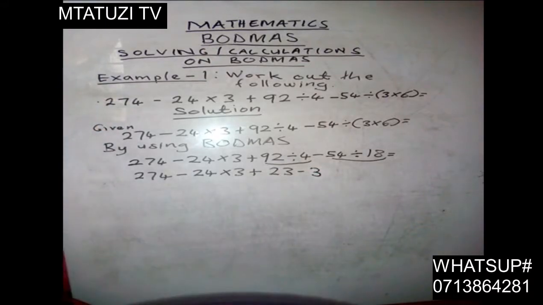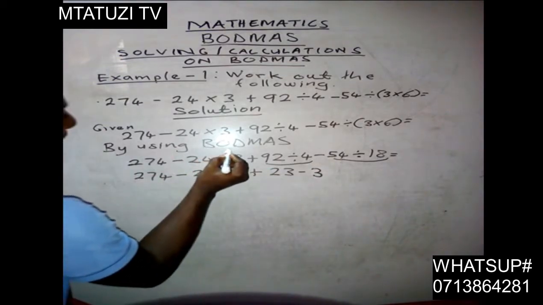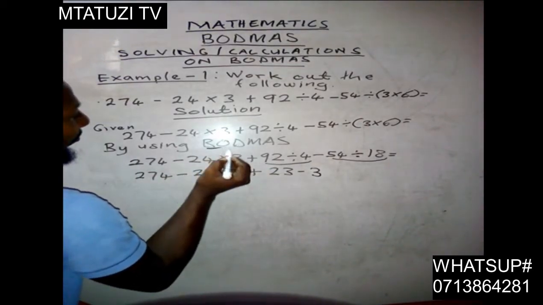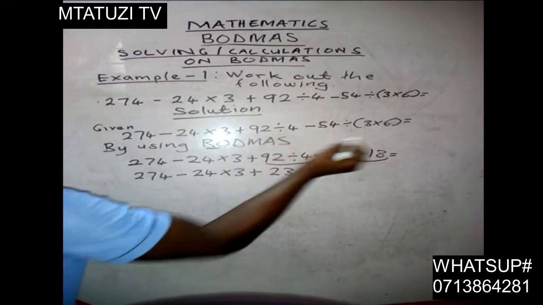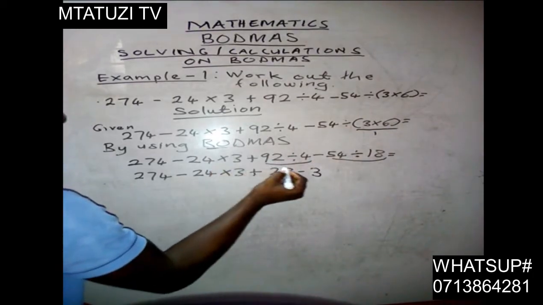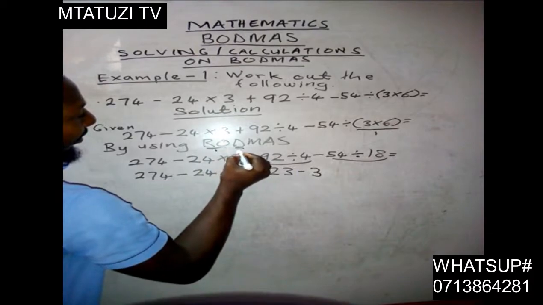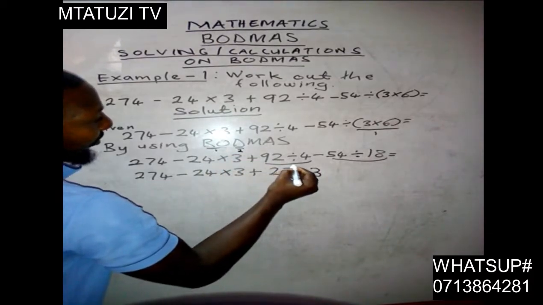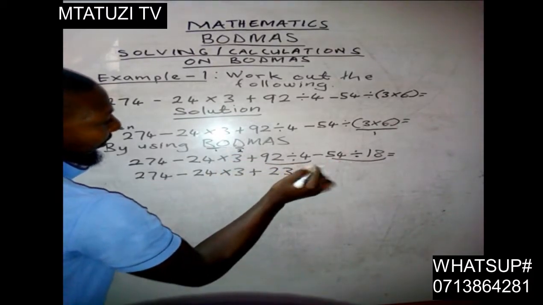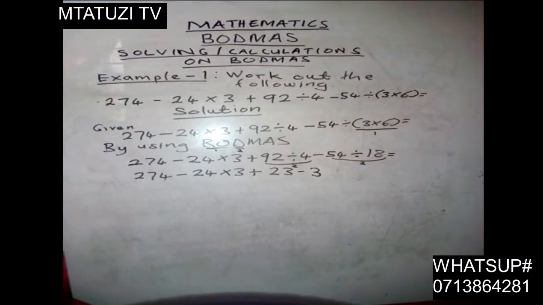Now you have already finished the operation of division. First, we have opened the bracket. Second, we divide. This is first, this is second. We come to division second. This is the second operation.